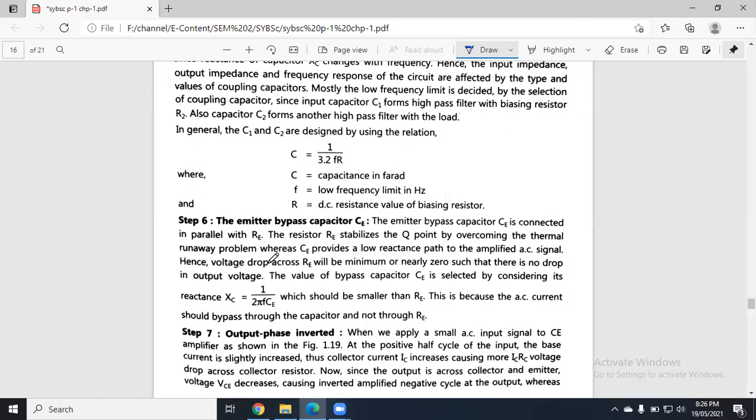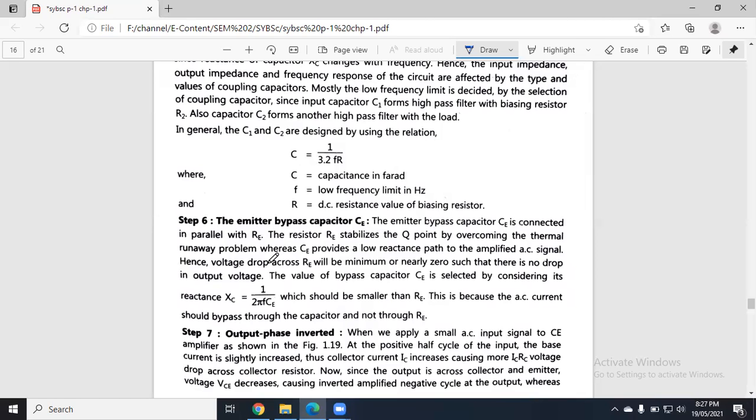Hence, the voltage drop across RE will be minimum or nearly equal to 0, such that there is no drop in output voltage. As CE provides a very low reactance path, there will be no drop of voltage. As there is no drop of voltage, maximum voltage will occur at the output. So that is why the emitter bypass capacitor is used.